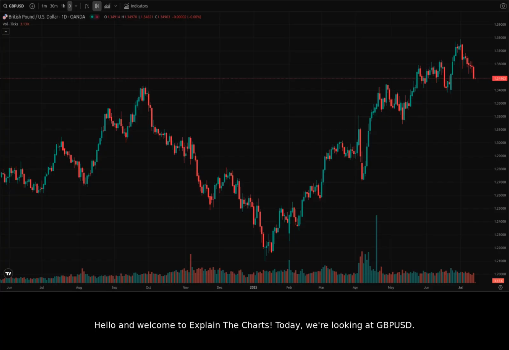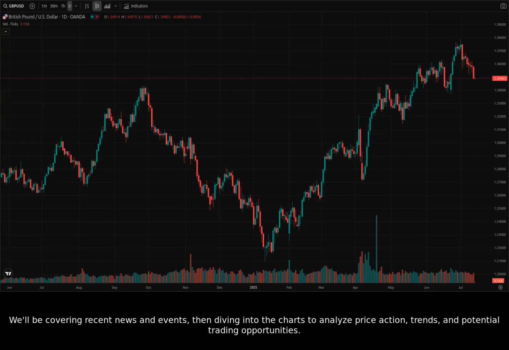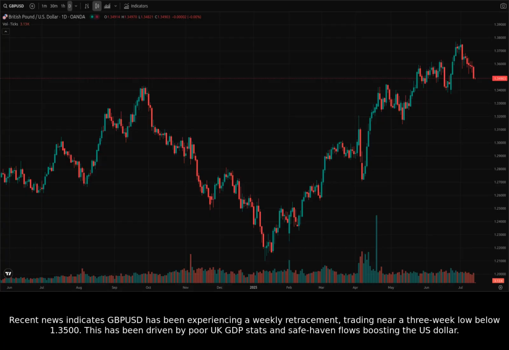Today, we're looking at GBPUSD. We'll be covering recent news and events, then diving into the charts to analyze price action, trends, and potential trading opportunities. Recent news indicates GBPUSD has been experiencing a weekly retracement, trading near a 3-week low below 1.3500.